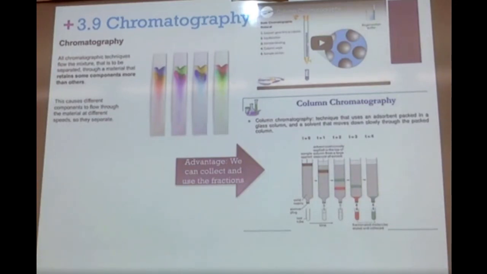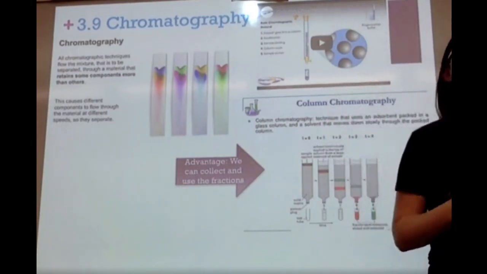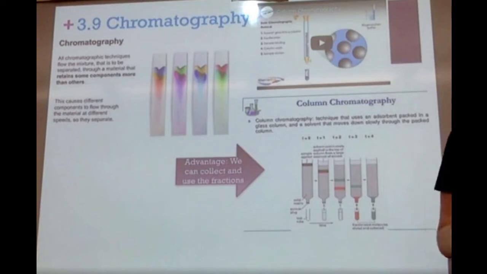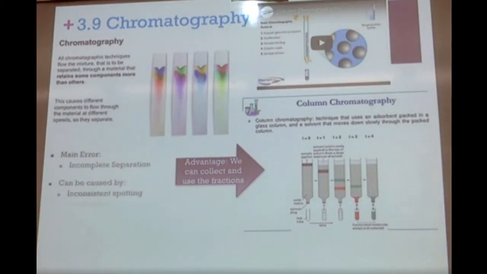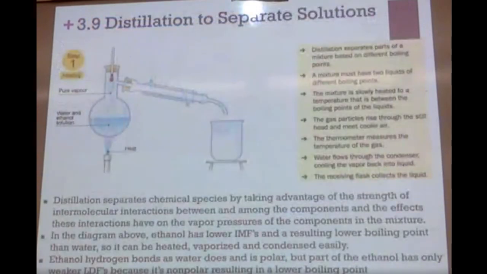So if we want to separate components of a liquid, and we want to be able to collect the liquid, one way is column chromatography. Paper chromatography is just an easy way for us to identify something in an unknown. The second way to separate substances is distillation.